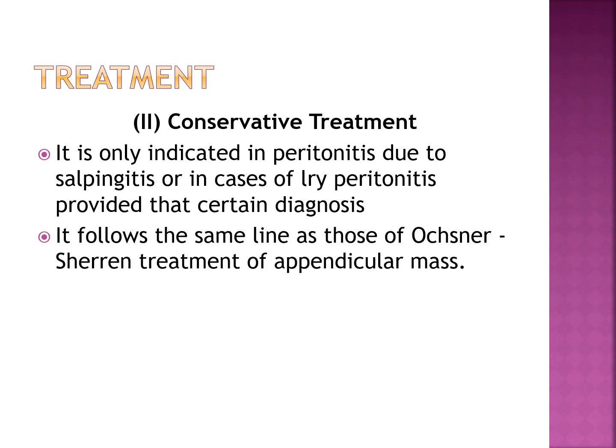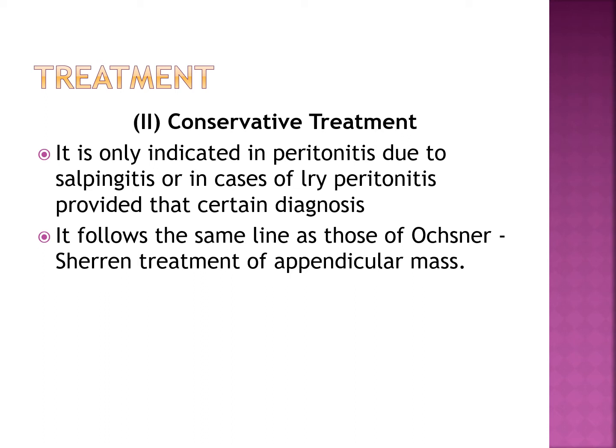These were the methods used in treating patients who need urgent laparotomy and urgent intervention to control the source of infection. But in cases of peritonitis, for example, primary peritonitis and salpingitis, provided that your diagnosis is certain and the general condition of the patient is good, conservative treatment can be used in these conditions, and it follows the same lines as the Ochsner-Sherren regimen used in treatment of appendicular mass.